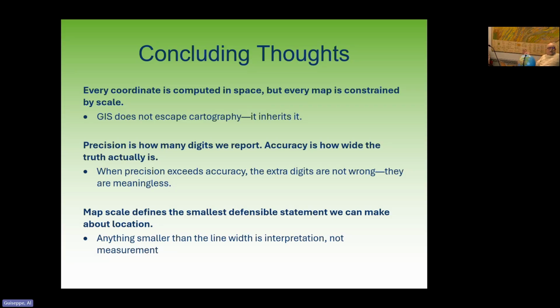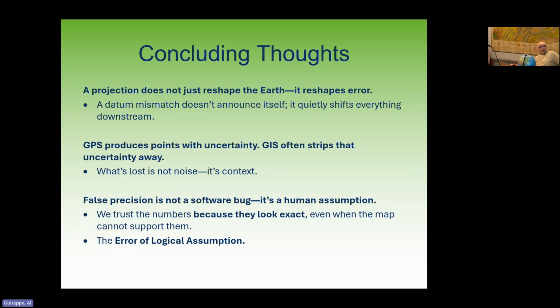The map scale defines the smallest defensible statement we can make about location. Anything smaller than the line width is interpretation. I showed you on there, when your hand line is really wide, if you try to trace down the middle of that, you're interpreting, because that could be anywhere in there. So, projection is not just reshaping the earth, it shapes the earth. If there's a mismatch, it doesn't announce itself, it just quietly shows up downstream, and you ask, how did this happen?